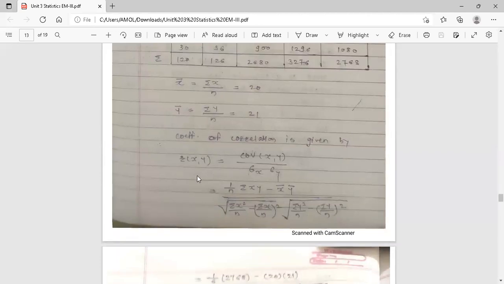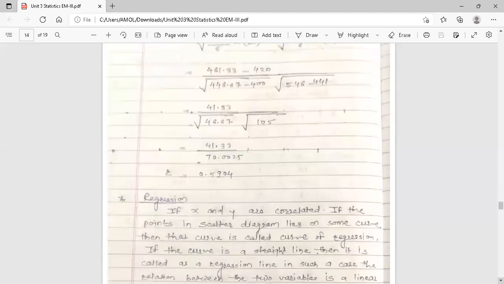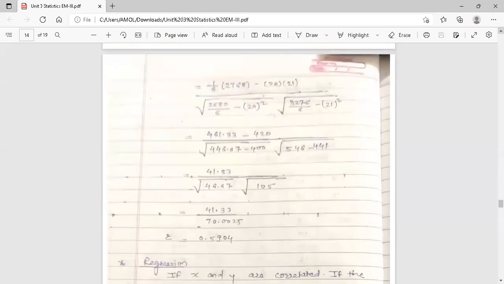Okay, so the topic coefficient of correlation is also covered here. Okay, in next lecture we are going to discuss regression coefficient, regression lines. So today's session is over here.